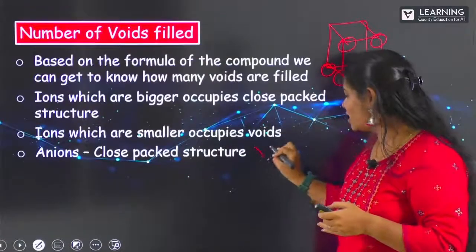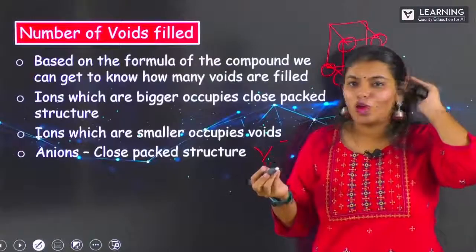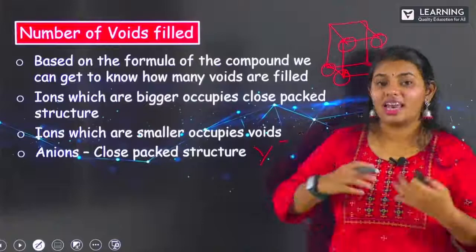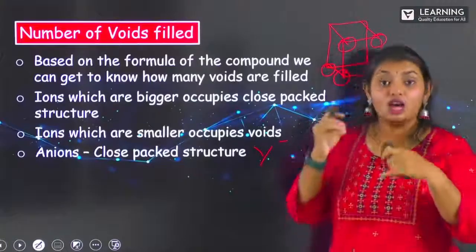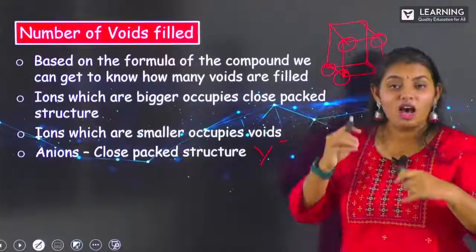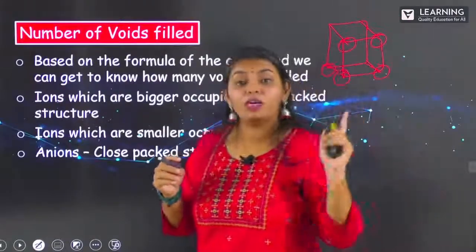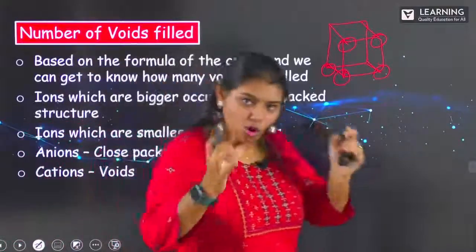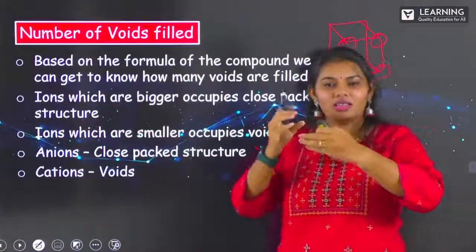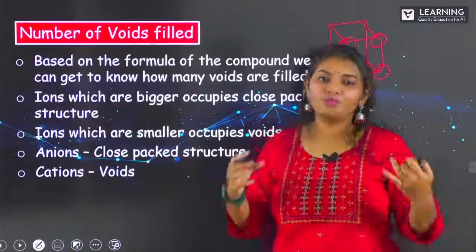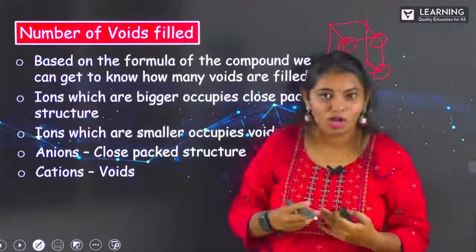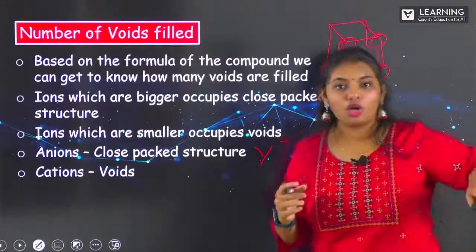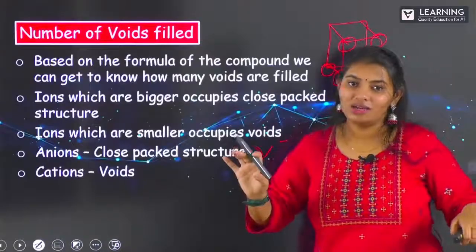Imagine I'm just taking Y minus. Anions will always have a negative charge, right? They gain electrons, get the negative charge, and become bigger in size. So these anions, which are bigger in size, will occupy the spheres. But what occupies the voids? Our cations, which are smaller in size, because they lose electrons and become smaller. Anions occupy the spheres, cations occupy the voids.